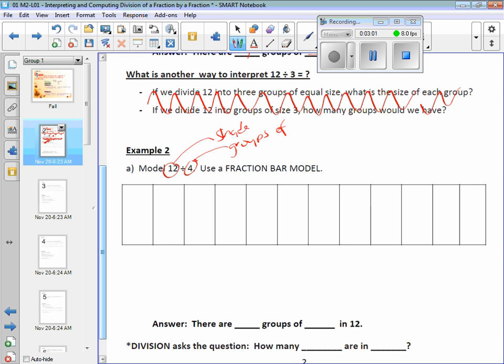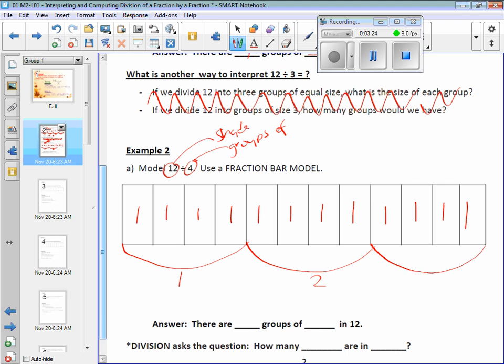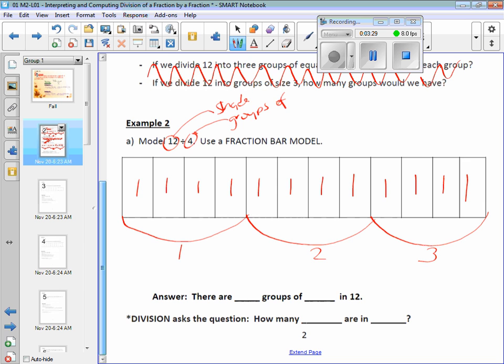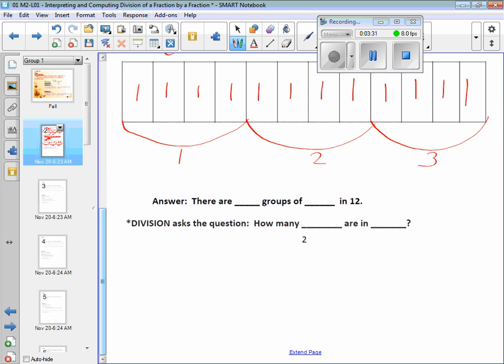You'll see, because we're going to need extra boxes, as you'll see when we advance this. Each box is still worth 1. And this time I'm going to put them in groups of 4. There's 1. There's 2. And there's 3. How would you answer this at the bottom? There are blank groups of blank in 12.